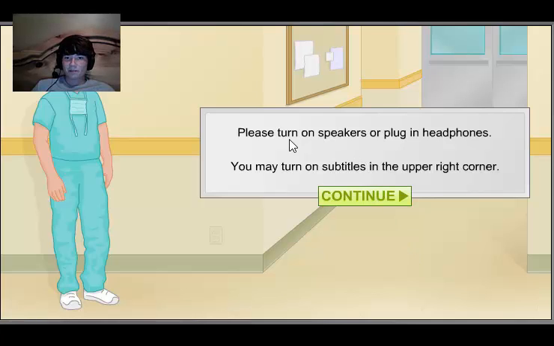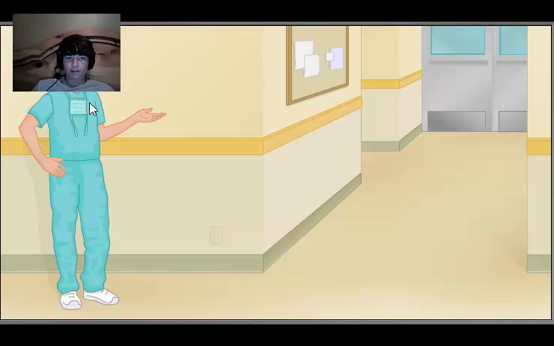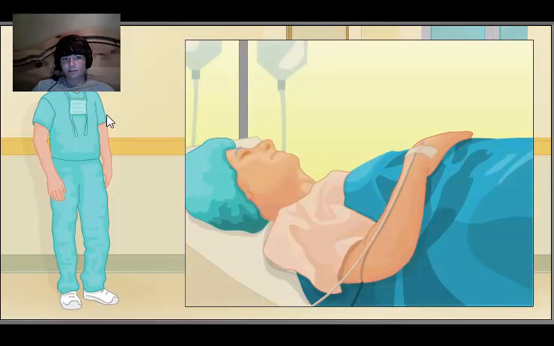Okay, please turn on speakers. Okay, I already have that. Welcome to virtual knee surgery. This activity will show you the process of replacing a failing knee joint. Are you ready? Yes. Today, our patient is a 76-year-old man.